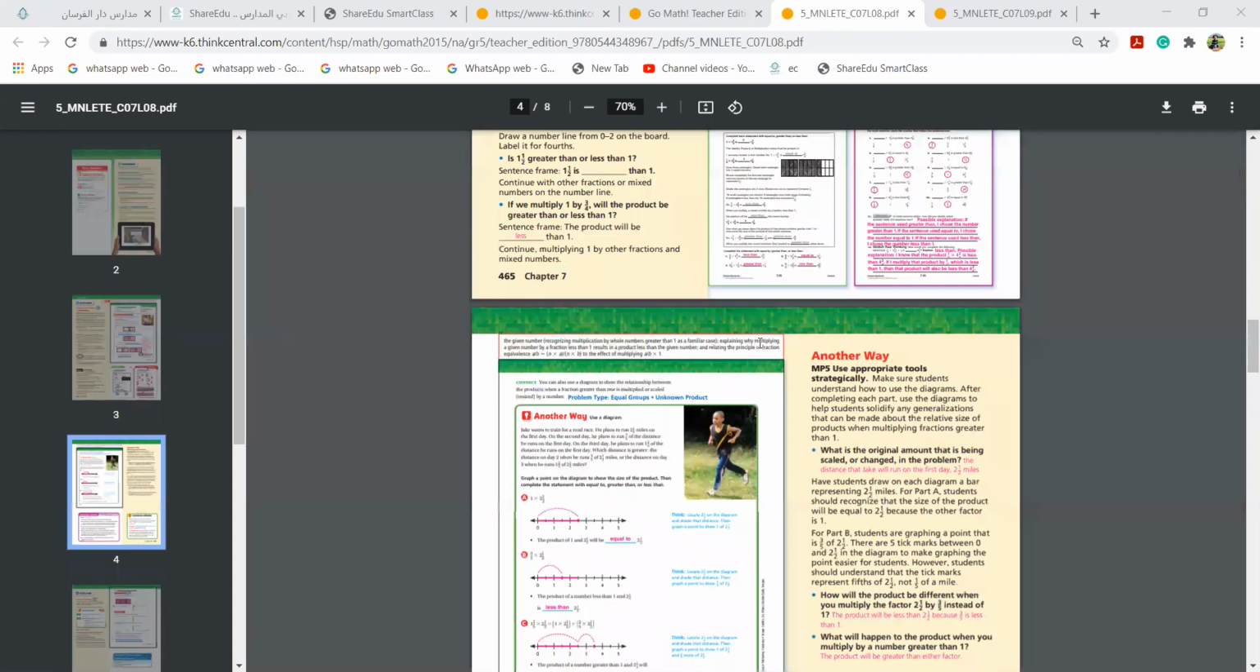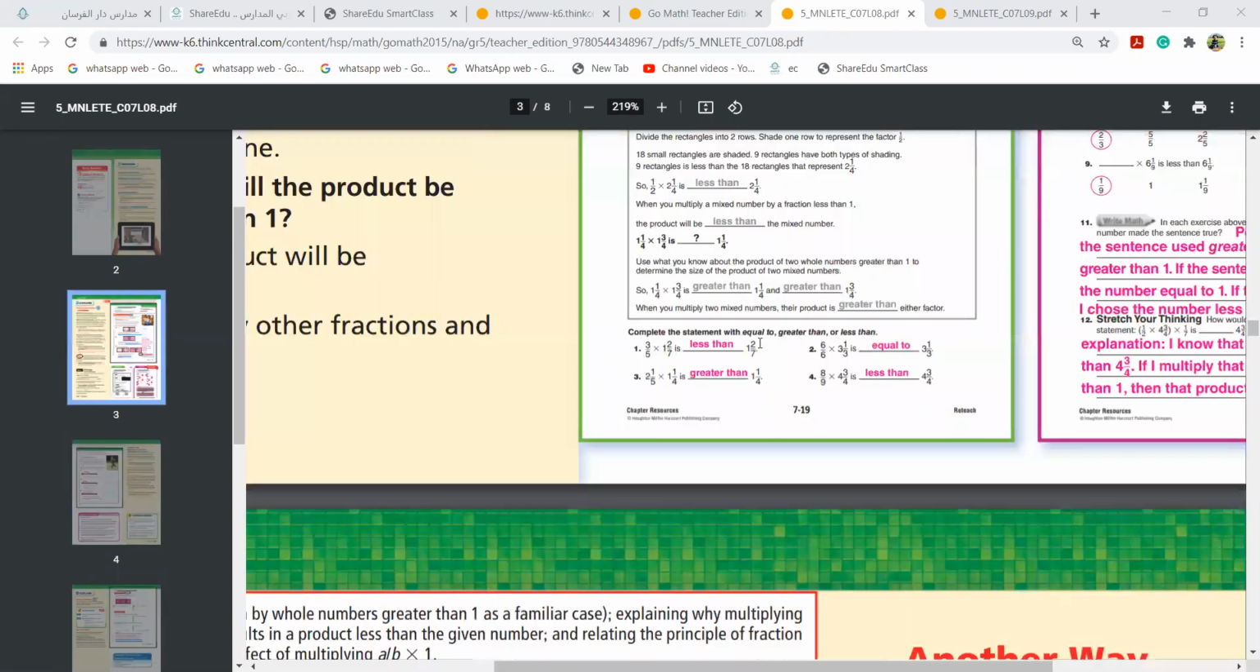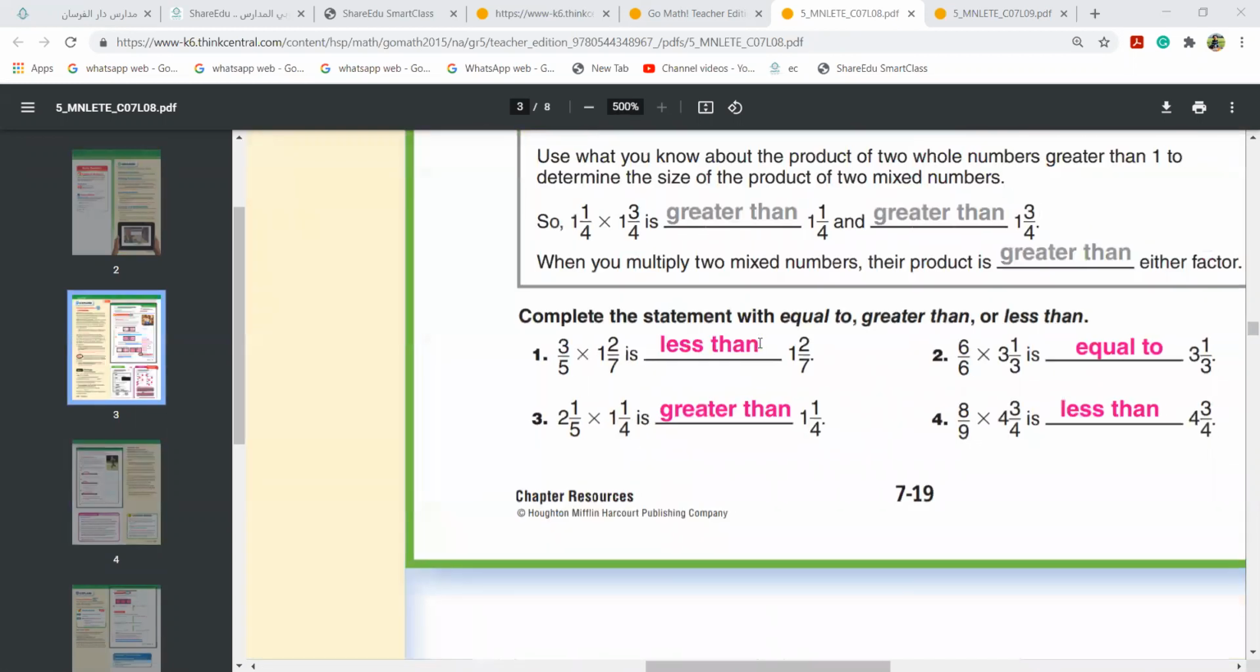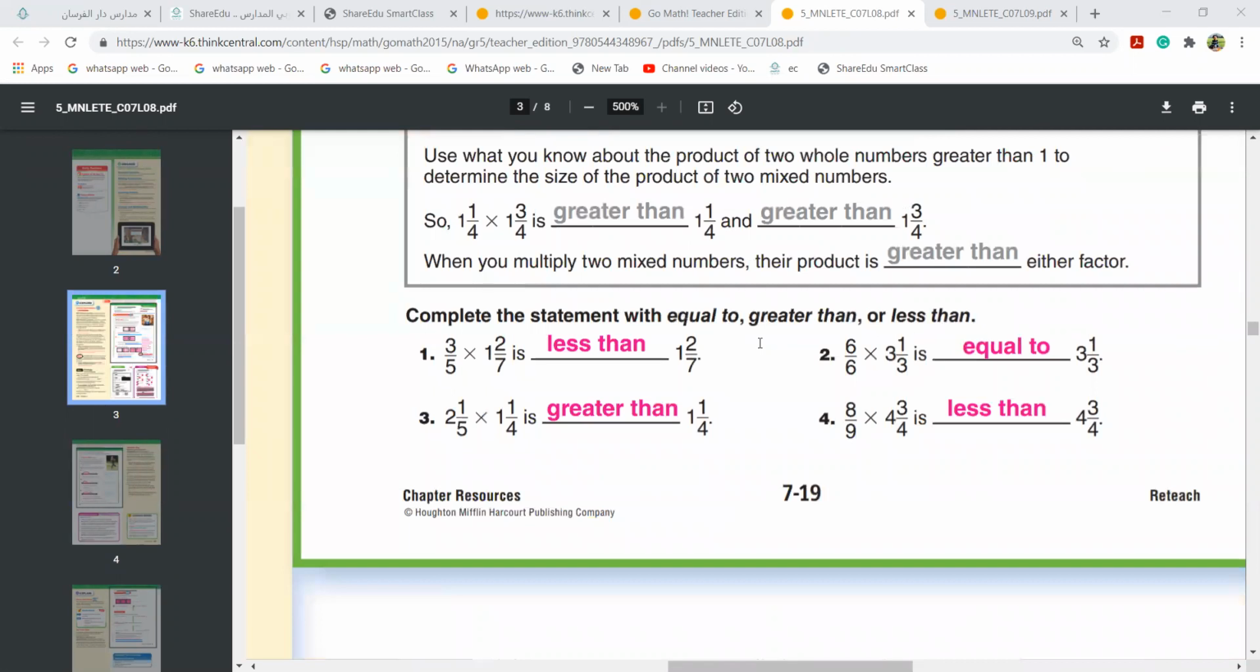Okay. Now I have something here. This is not from the book, but I want to show you. Now see, again, this is same. This is same, 1, 2 over 7, 1, 2 over 7. If you take out 3/5 of this one, so you know that this has to be less than.